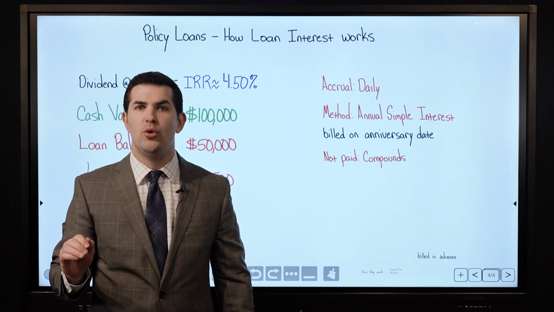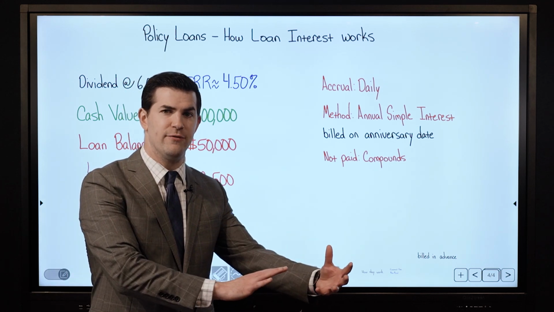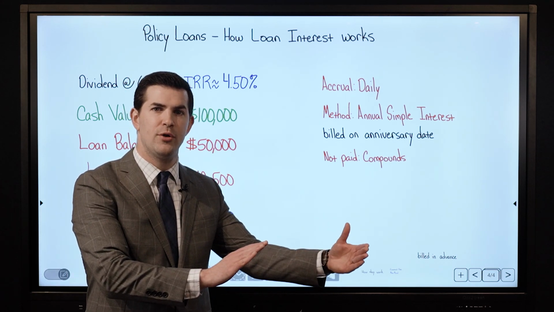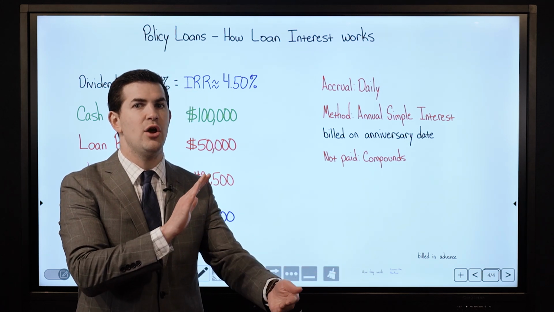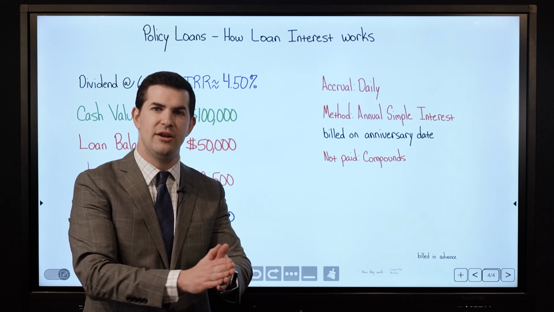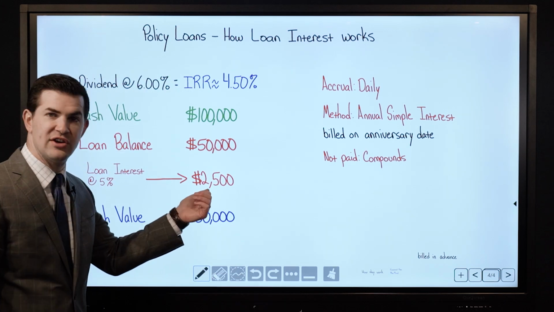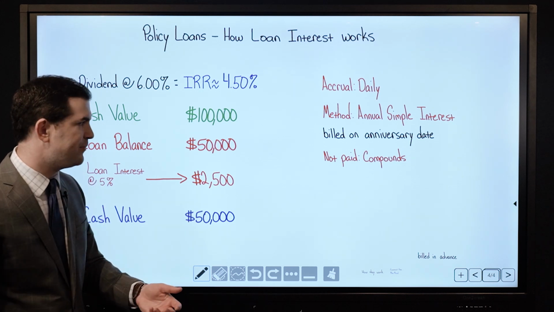If I were to take a $50,000 loan 6 months prior to my anniversary date, what would happen? Well, interest would accrue up until my policy anniversary date. Whatever amount has accrued would then be due, which in this particular example, over 6 months would be how much? Cut that number in half, $1,250.